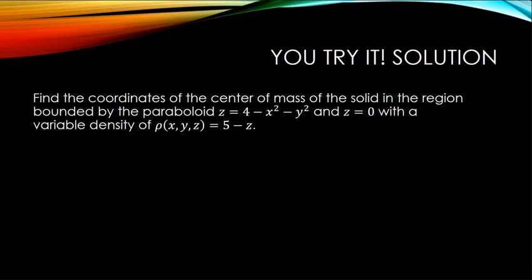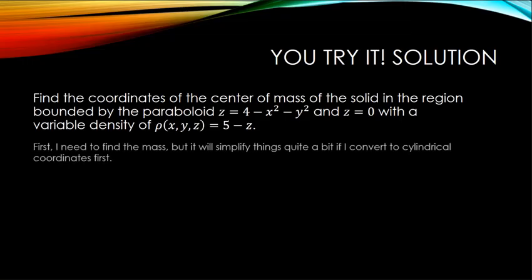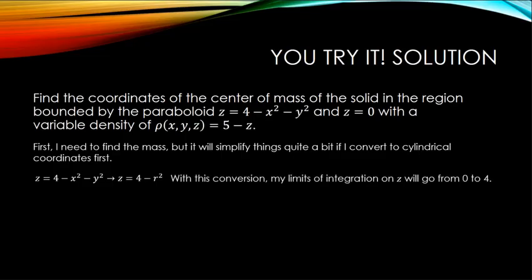Just like before, I want to examine ways I can make my life easier. First, I need to find the mass, but it will simplify things quite a bit if I convert to cylindrical coordinates first. If z is equal to 4 minus x squared minus y squared in rectangular coordinates, in cylindrical coordinates z is equal to 4 minus r squared. With this conversion, my limits of integration on z will go from 0 to 4.